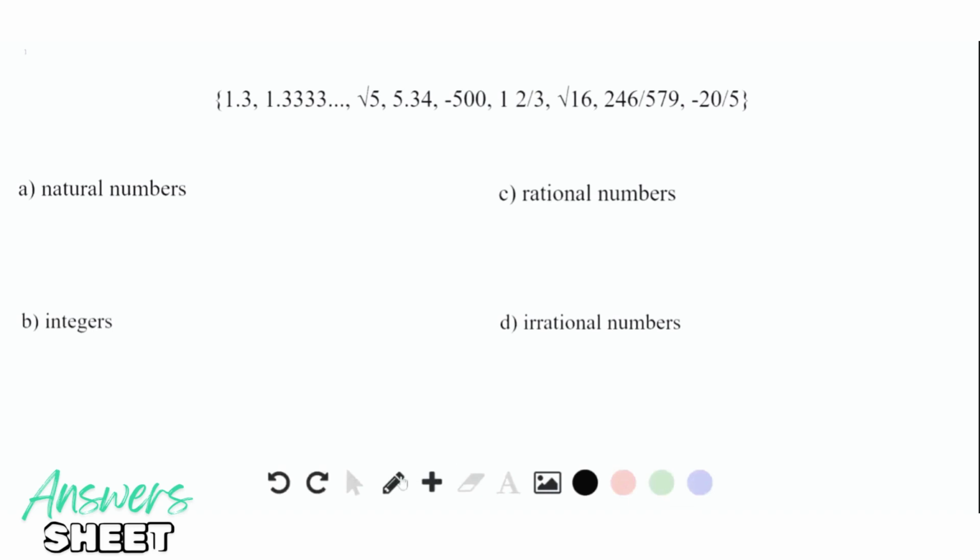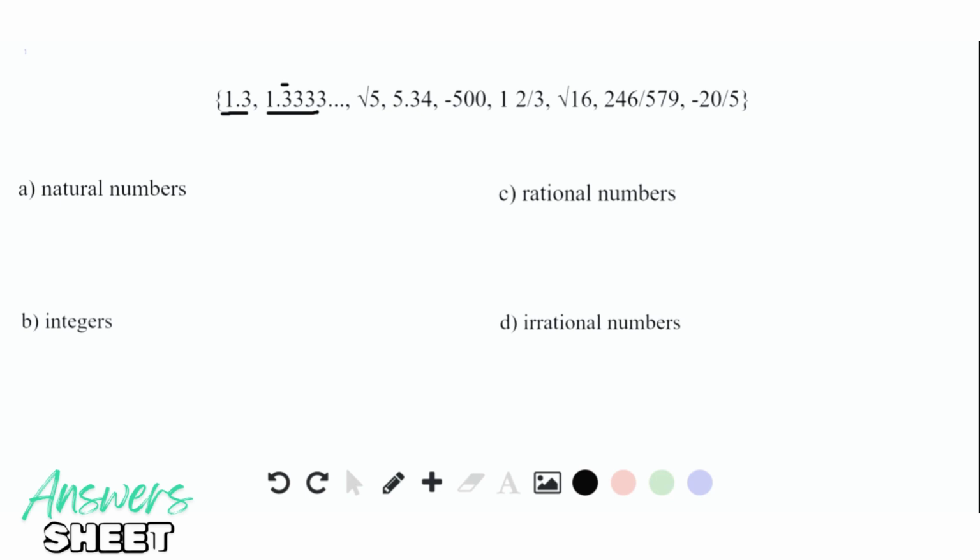So to make this problem much easier to look at, we're going to start off by writing all of our numbers in our set in decimal form. So 1.3 is already given to us in decimal form. Same thing with 1.3 with the repeating decimal. We can write this as just 1.3 with the bar over 3.